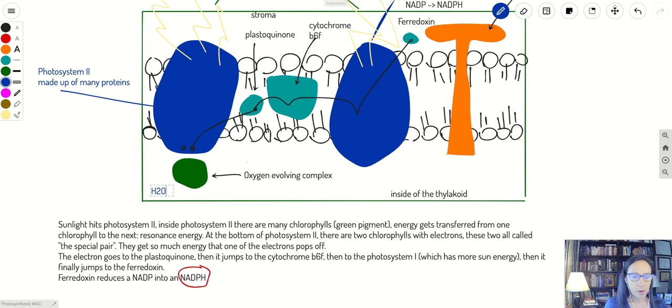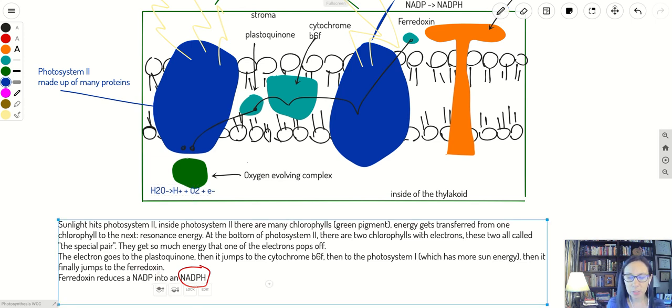H2O gets split apart in this oxygen evolving complex, and it turns into H's, which are called protons, plus oxygen, which is O2, plus electrons, which is e-. So the water gets broken up in this oxygen evolving complex.